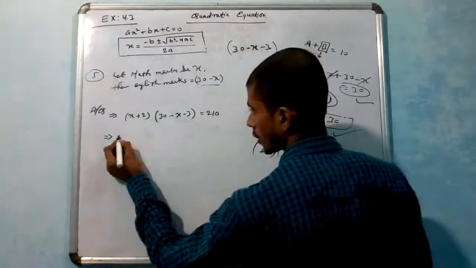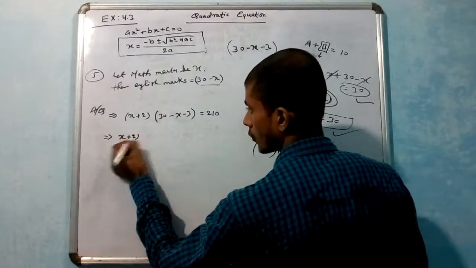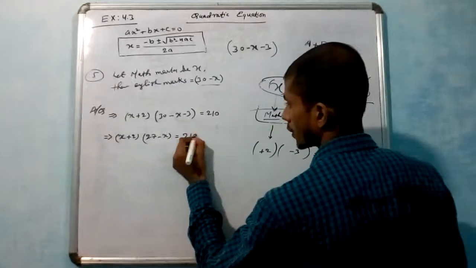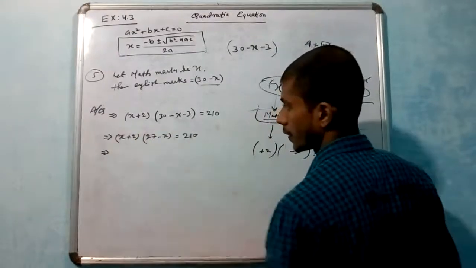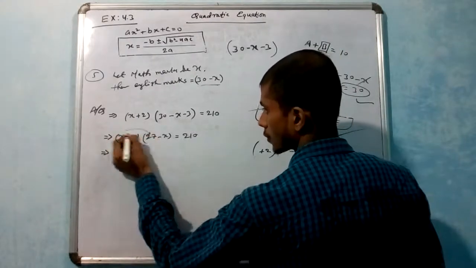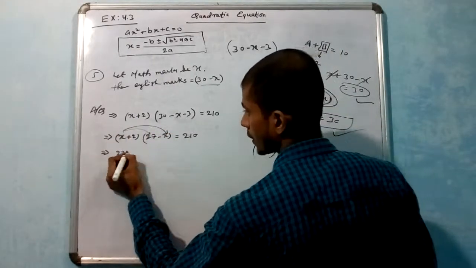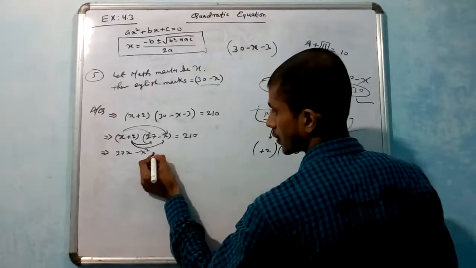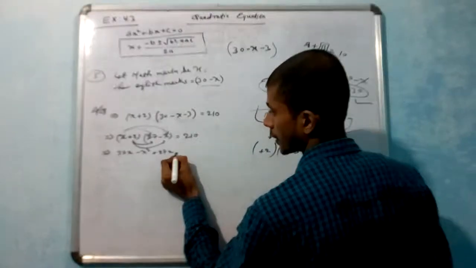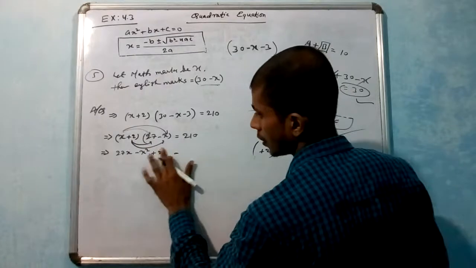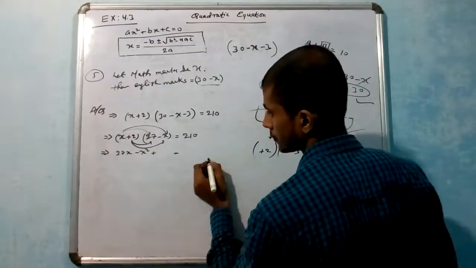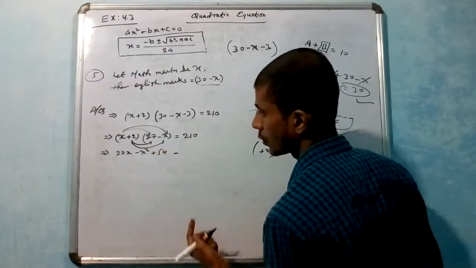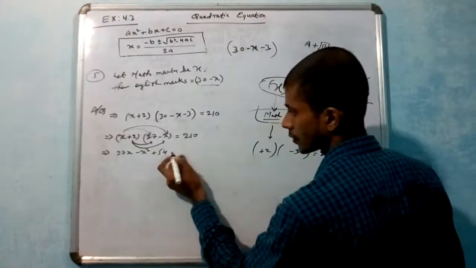So now we will simplify it. Then (x plus 2) times (27 minus x) is equal to 210. Come on, simplify it. So x multiplying 27 and then x, it becomes 27x minus x square, and then plus 2 multiplying with 27 and x, so plus 27x minus... plus 27 into 2, how much? 54, and then minus 2x is equal to 210. Fine.